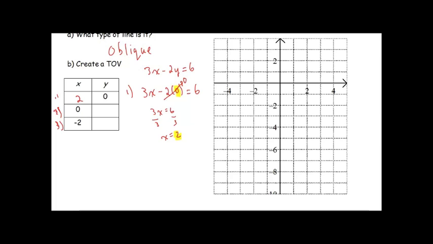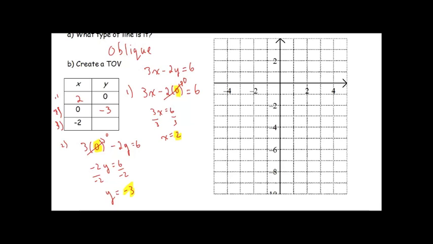If we do that again for the second point, this time our 0 value is for the x, so 3 times 0 minus 2 times y is equal to 6. Now we have -2 times something is equal to 6, and we can think about what that y value is going to be. Your y is going to be equal to -3. So when we put an x value of 0 into this equation, we get a y value of -3.